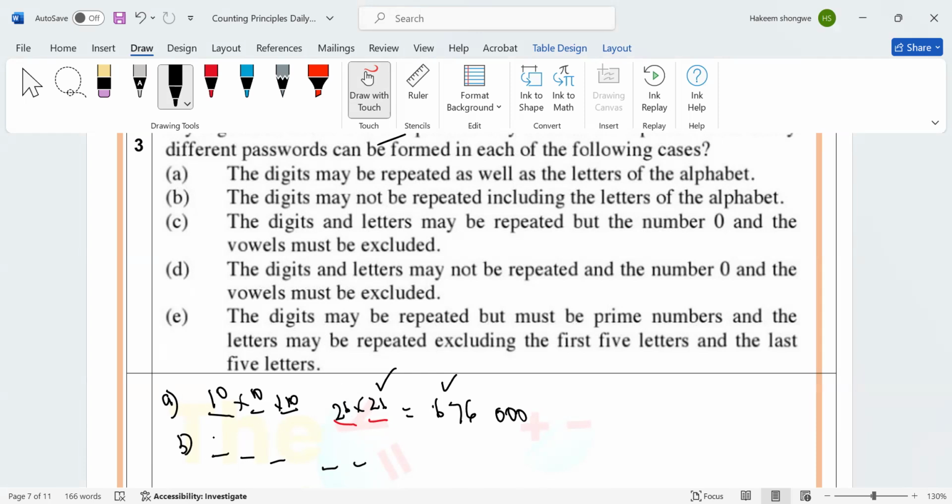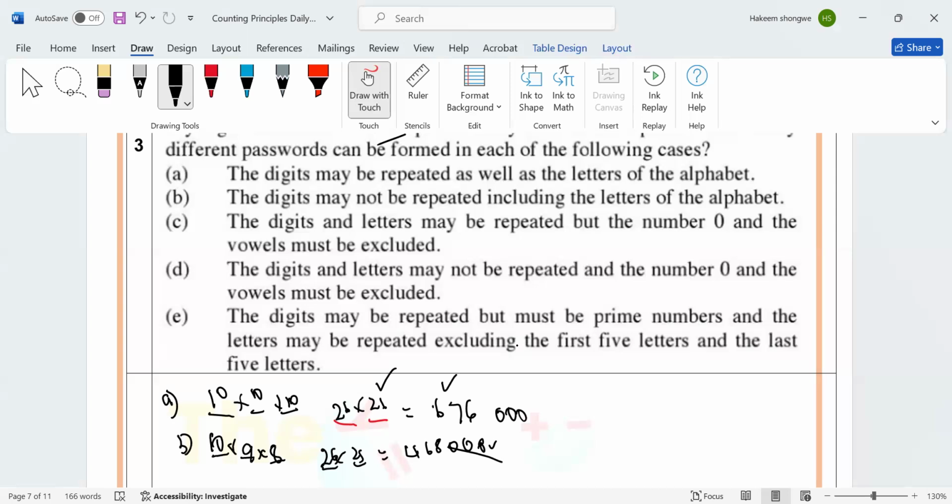So for the digits, we're going to start with what? 10. After that, we have 9. After that, we have 8. Then for the letters 26, 25. And the answer is 468,000.